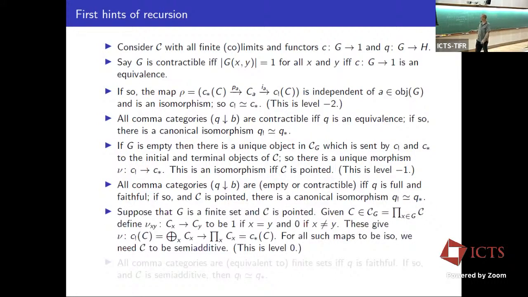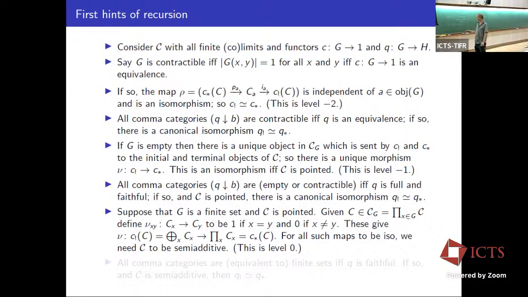Okay, what about level 0? So level 0 is where G is a finite set, or is equivalent to a finite set. Remember, a set we can regard as a groupoid just by saying that the only morphisms are identity morphisms. Those are the groupoids which we count as level 0. And in that case, what's CG? The functors from G to C is just the product of copies of C, one for each element in the set.